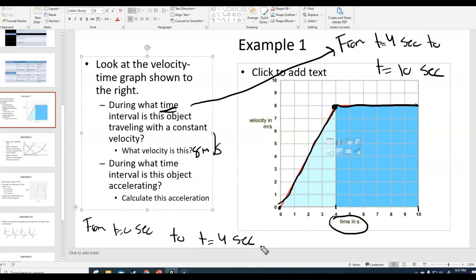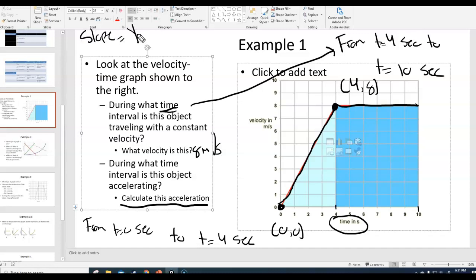Now the second question also says to calculate the acceleration. So remember, on a position time graph, the slope represents the velocity. On a velocity time graph, the slope represents the acceleration. Just think slope is rate of change, and acceleration tells you your rate of change of velocity. So if I want to find the acceleration here, I need to find the slope. Remember, you pick 2 points that lie on the graph. I'm going to pick the endpoints, (0, 0) and (4, 8).